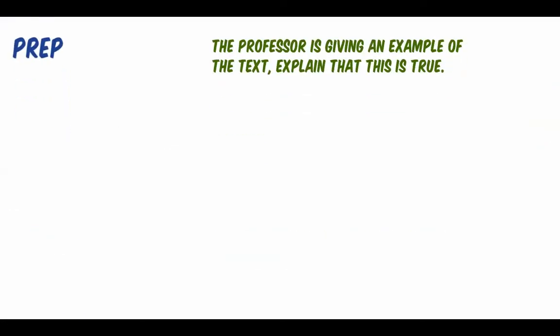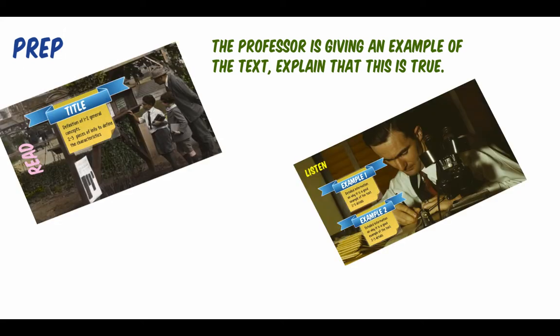Okay, so in the prep, what you really need to be concentrating on is what is the information that is going to let you explain that whatever the professor is talking about is a good example of the concept defined in the text. And the way that you do that is you need to think about the two things that you got. So look at your notes that you got from the lecture, find the two examples, and then relate them to the information that you got in the text.